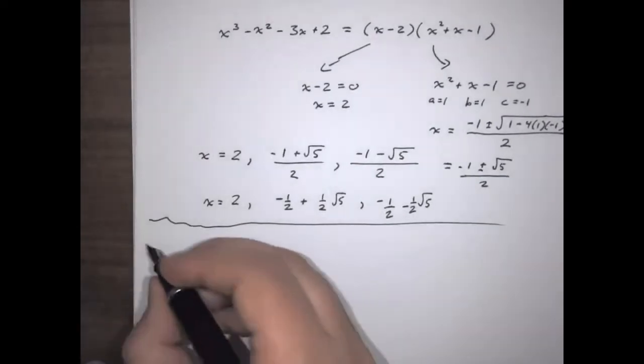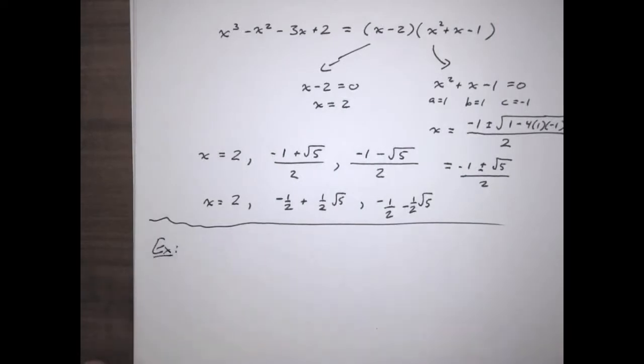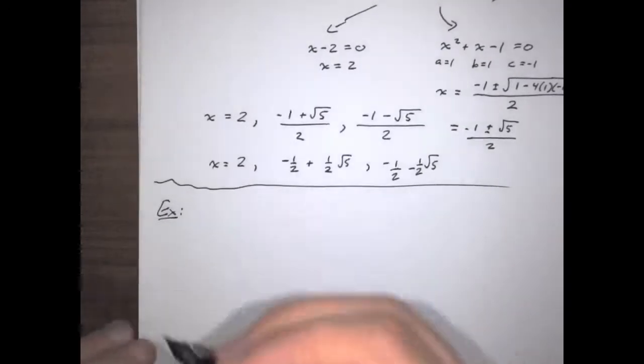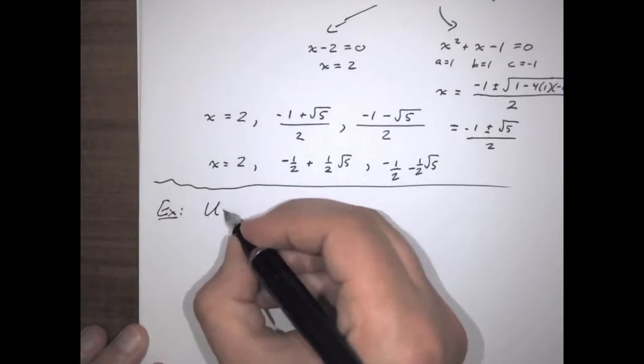Now, the next example, we're going to use the rational zero theorem to get all the real zeros.